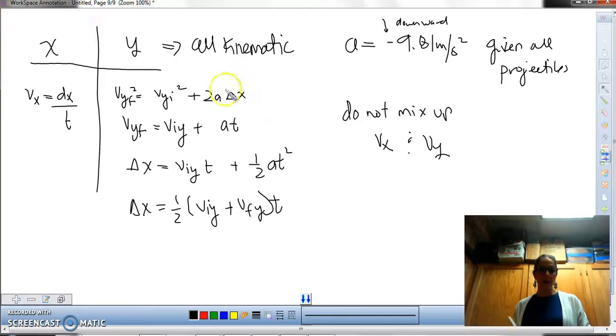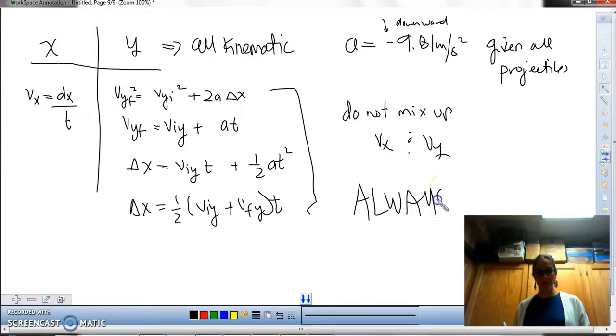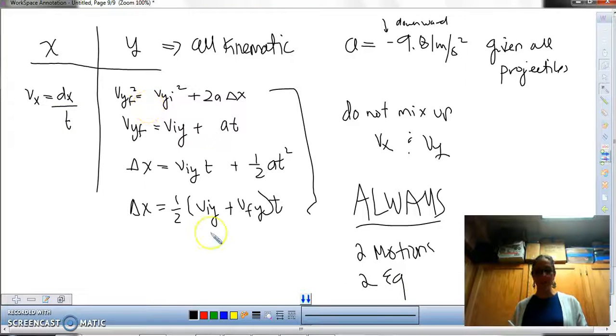Just be careful. So you have a plethora of equations to use to solve for our motion here. And since we have two motions, we will always need two equations to solve these because we have two motions going on here.